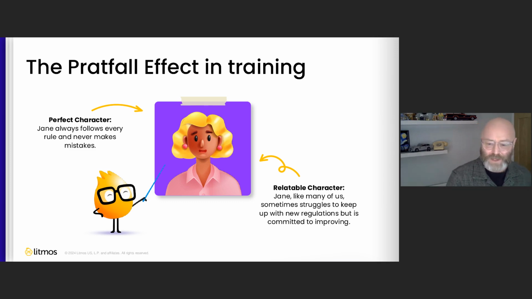So a perfect character, not like Sarah, but someone like Jane, who always follows every rule and never makes mistakes. We've all worked with Jane, haven't we? But if we tweak that a bit, Jane, like many of us, sometimes struggles to keep up with new regulation, but is committed to improving. Just by rounding that character out, and again, we don't need to know everything about Jane, that's enough information for us to relate to her more powerfully. It makes her more human and more like us. So the pratfall effect's really powerful.